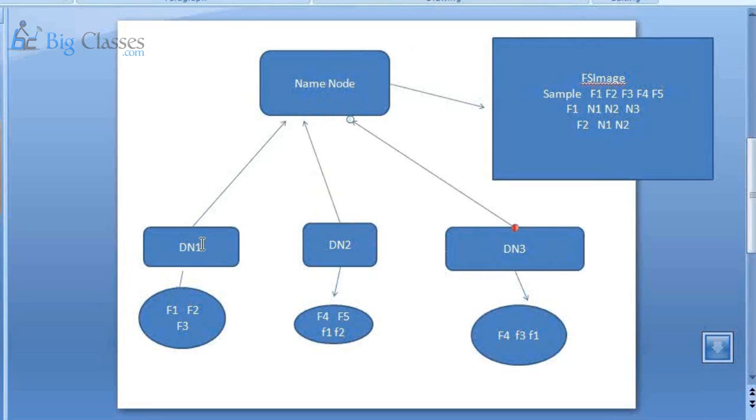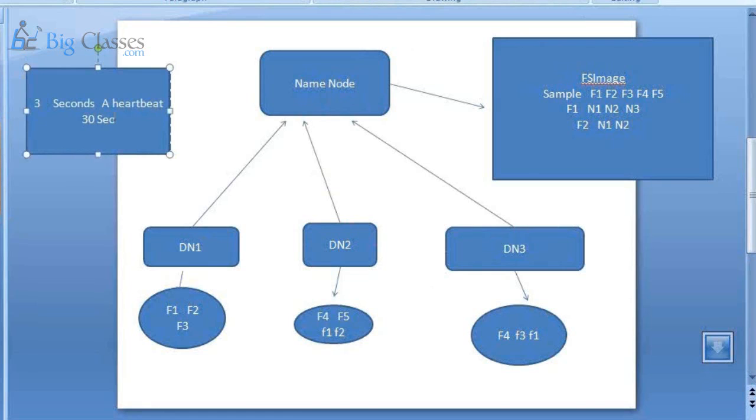Okay, and one more thing. What is happening here is that for every 3 seconds a heartbeat is being sent, and also for every 30 seconds a block report is being sent. What is that heartbeat, and what is this block report?